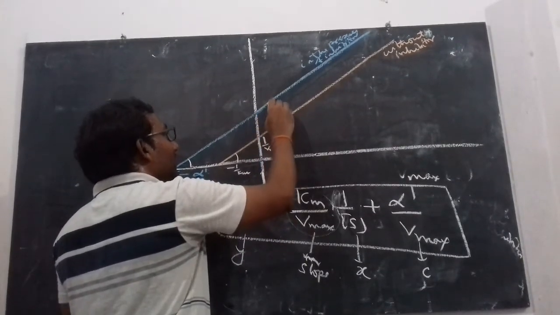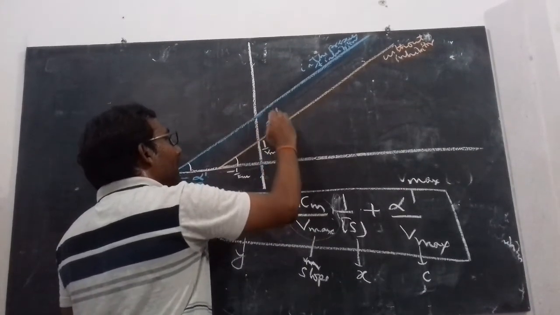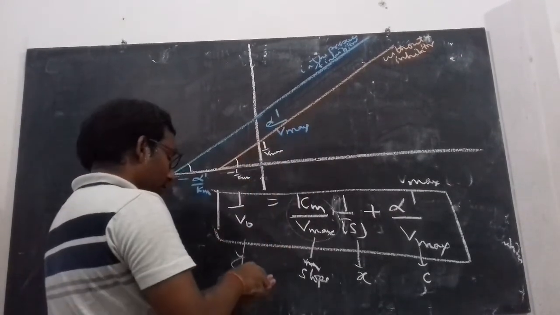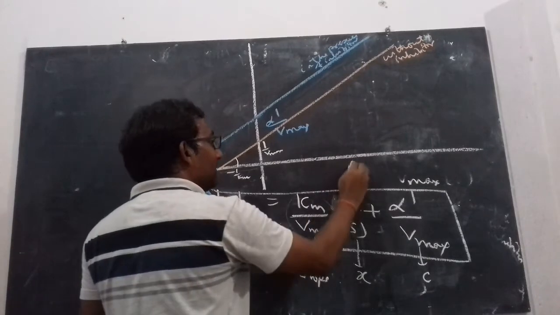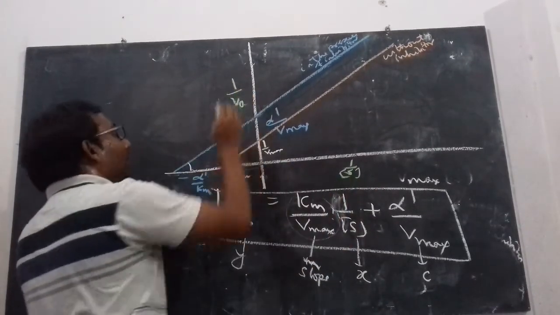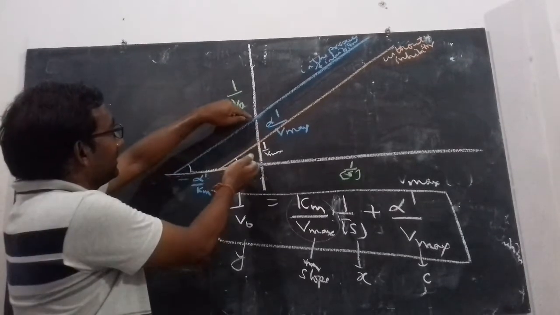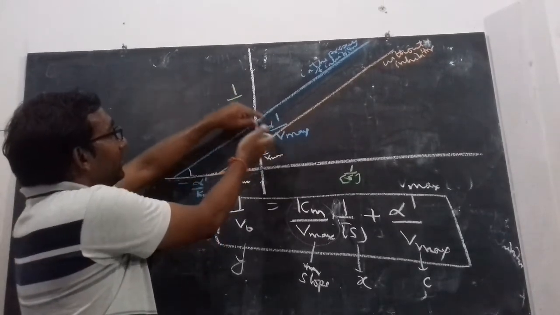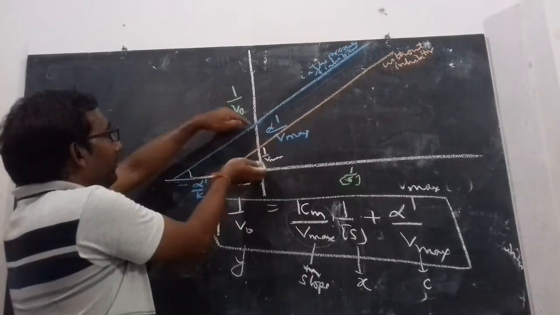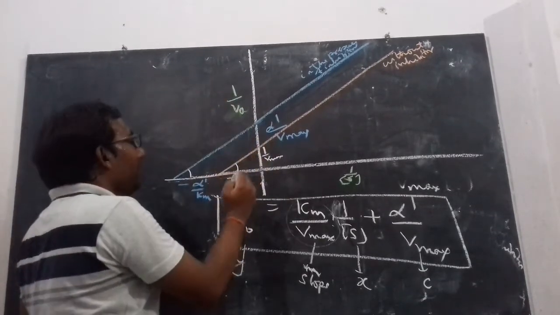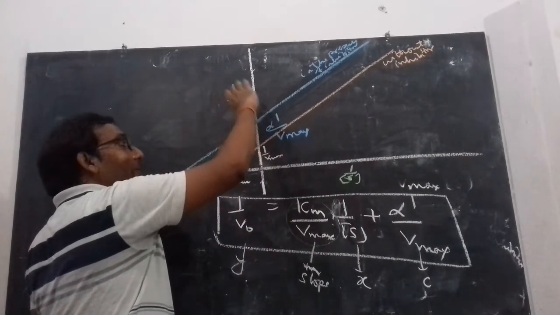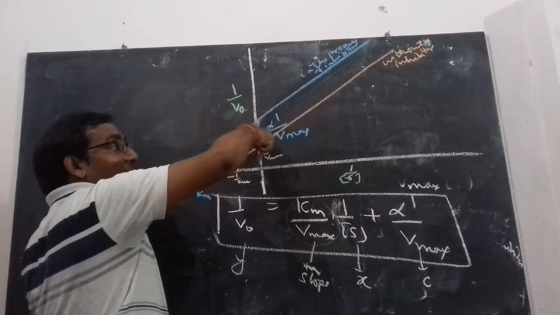You will write this time the intercept has become alpha dash by Vmax. So this is 1 by substrate concentration, and this is 1 by V naught. So if this value has increased, 1 by V naught is equal to this one, so V naught will be decreased. Normally people think that we are increasing. No, this is 1 by V naught. So remember, the value will become lesser.